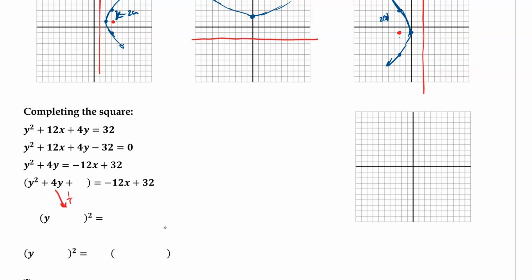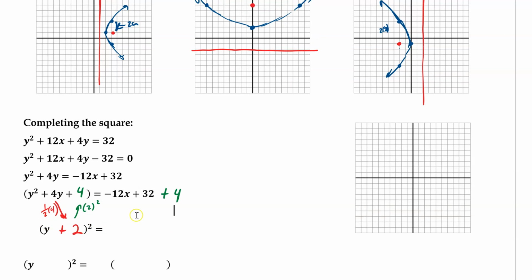If you take that 4 and cut it in half, half of 4 is 2, and it's positive 2. If that was a negative 4, that would be a negative 2. You're then going to take that number and square it. It even tells you right here, 2 squared, and you would get 4. Now with any equation, whatever you add to one side, you have to add to the other. And now we have our nice completed square, y plus 2 squared.